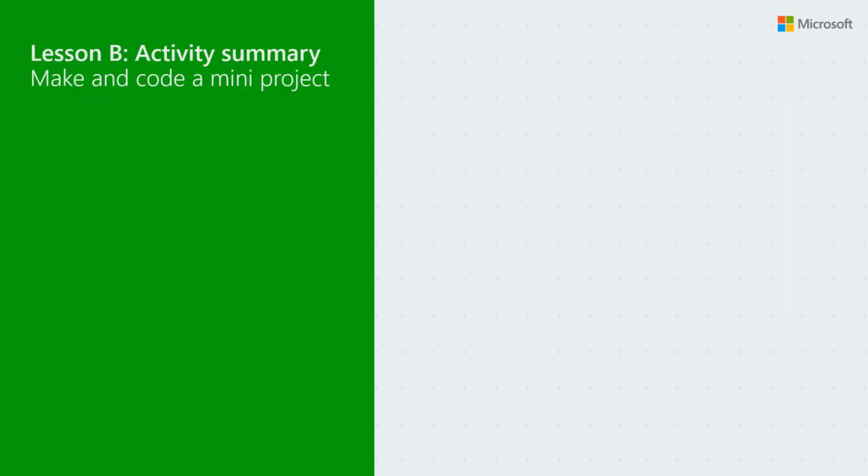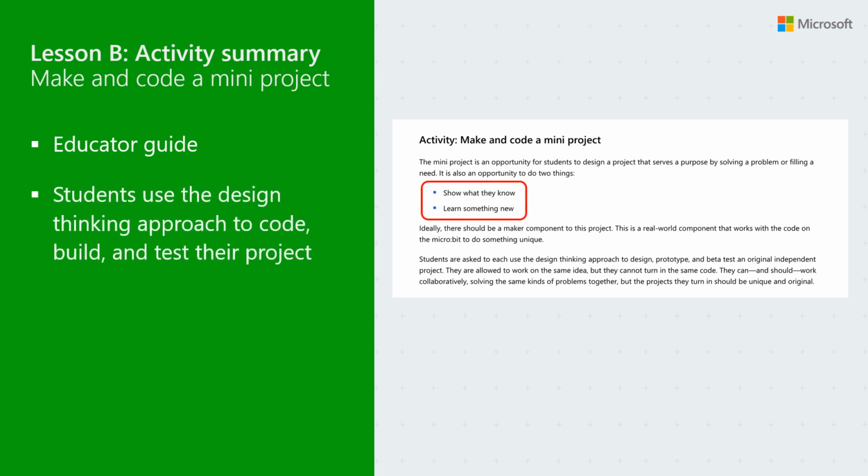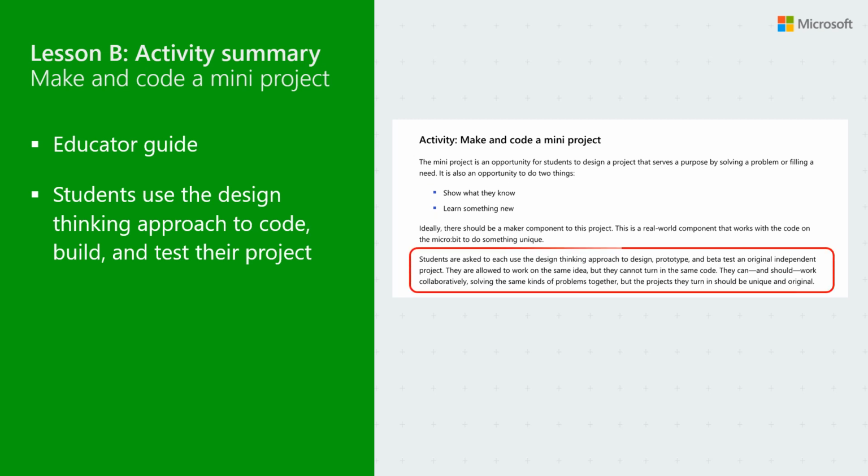Now for Lesson B, your students will use the design thinking approach to code and build their mini project that shows what they know and shows something new. And so what you'll want to do is share your expectations and any theme that you may have decided upon in your prep. You might want to discuss some different potential class ideas for inspiration, and you might want to share some examples.